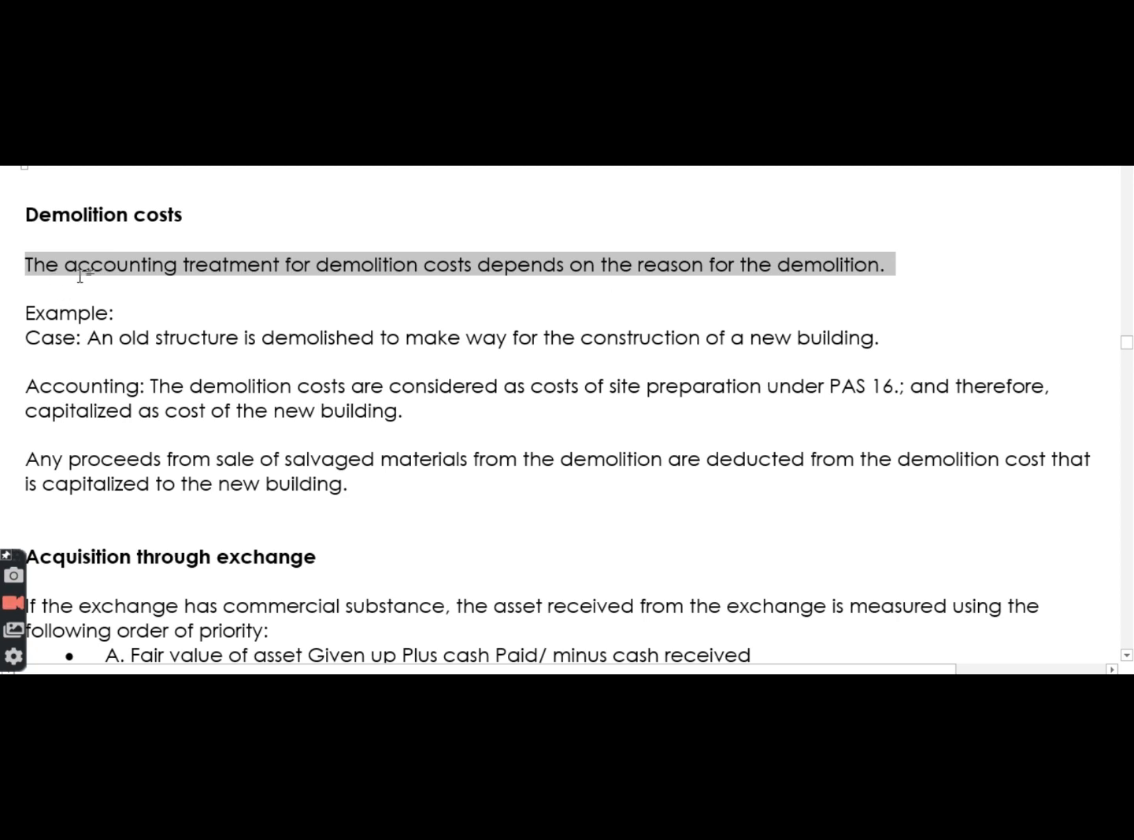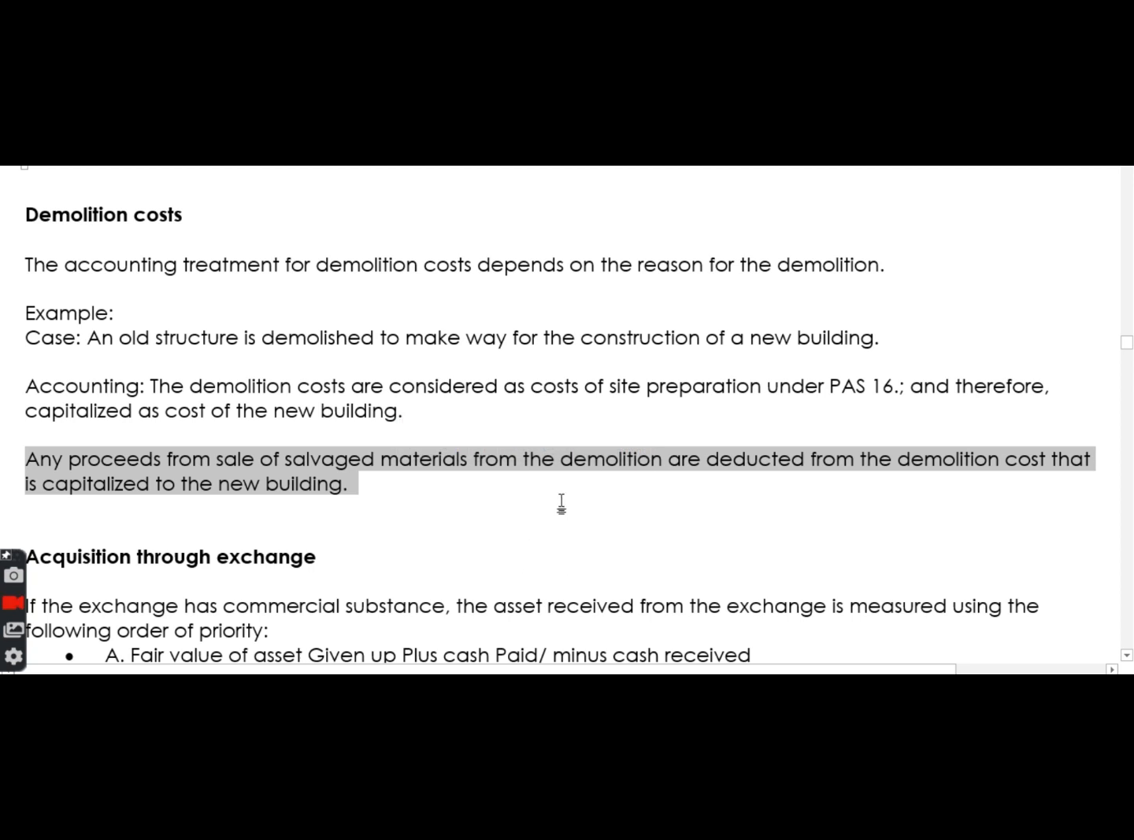Okay? Kung yung demolition cost mo naman, kaya mo dinemolish yung old building kasi gusto mong i-prepare yung asset or yung lupa, gagawin mo siyang investment property later on, kaya pinapaganda mo, then ang labas dyan, sa land mo siya i-capitalize. So, basta ang concept yan, depende kung ano yung dahilan. Tapos, just like what we said, any proceeds from the sale of salvage materials from the demolition are deducted from the demolition cost that is capitalized to the new building. Okay? So, ito yung pinaka-specific na example. May demolition cost ka, may scrap kang nakuha, binenta mo, ininet mo yon. Pero all others na ma-generate mo from the capitalization or the preparation of the asset, lahat ng mga yun, separate siya kapag nabenta mo.